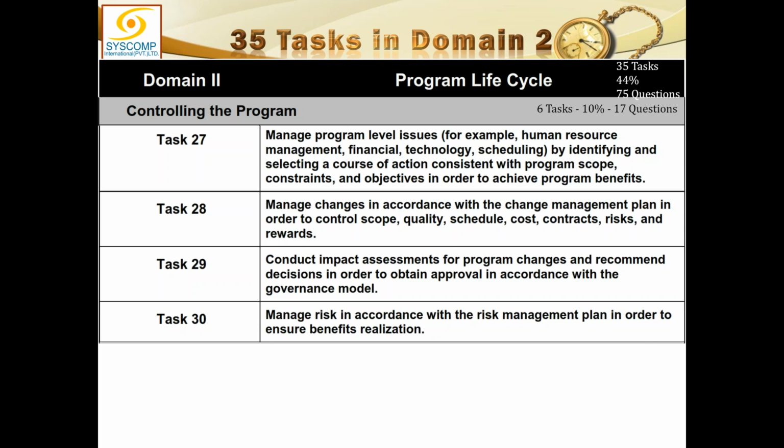These kinds of issues which are at the program level, by identifying and selecting a course of action consistent with the program scope, constraints, and objectives in order to achieve program benefits. Our target is to achieve those program benefits. We have to realize those program benefits, which are synergistically unified benefits gathered together from all the projects. The project benefit realizations have been summed up into the program benefits synergistically. So now we are talking about the program benefits.